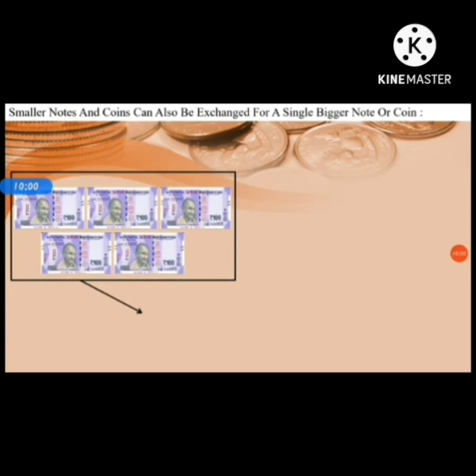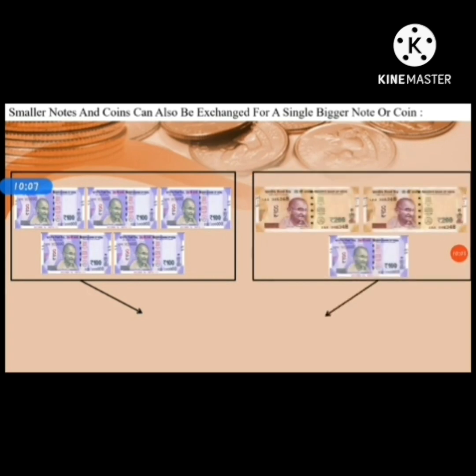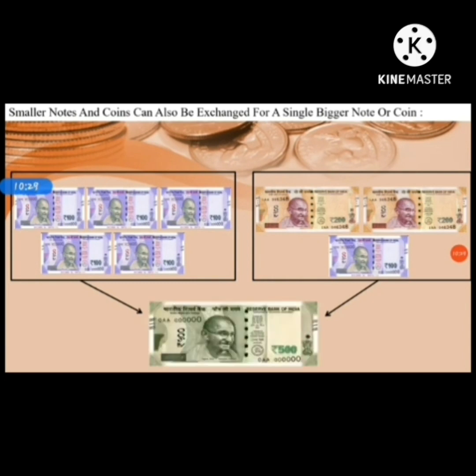Now, if we have 100 rupees 5 notes. See, this is very easy. We have 100 rupees 5 notes, and on another side 200 rupees 2 notes and 100 rupees 1 note. These two smaller notes are there. So which bigger note will we exchange these two for? Tell me. Yes, it's very easy. The answer is 500 rupees.